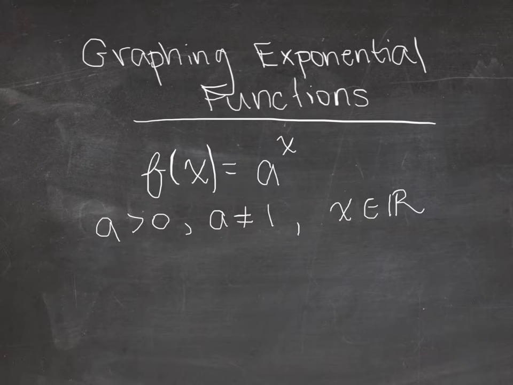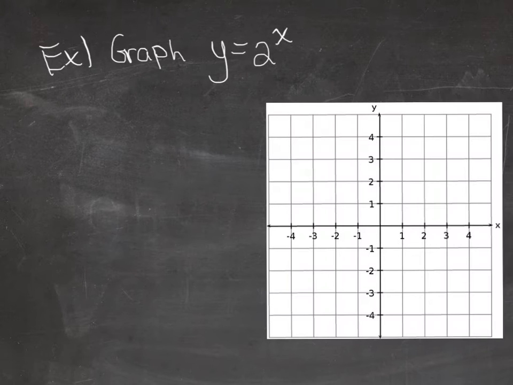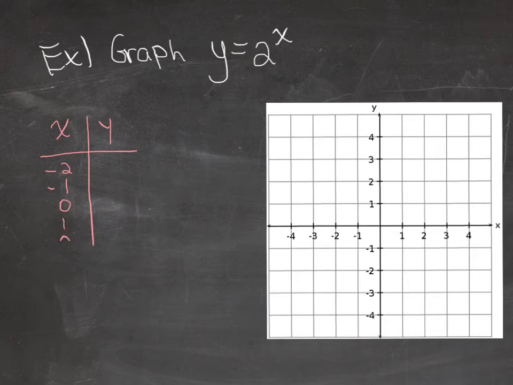Okay, so let's see how we graph an exponential function and what they look like. We'll start off with the first basic one, y equals 2 to the x. I want to start with a table of values so I can see what's happening. I'll choose some negative values for x, maybe from -2 to +2. Then I want to find the corresponding y coordinate for each x.